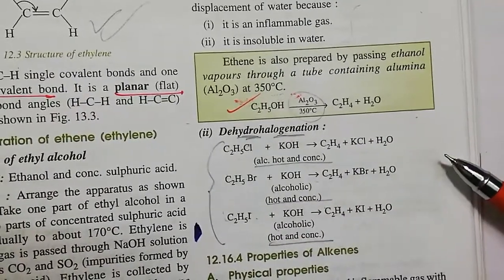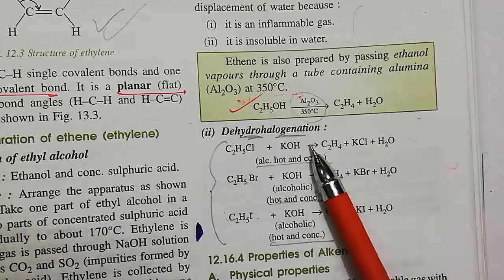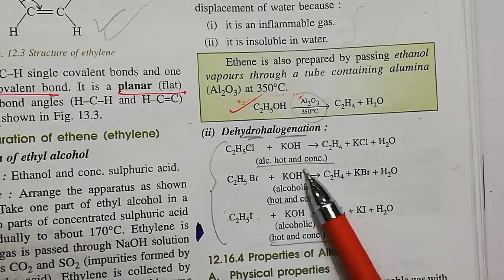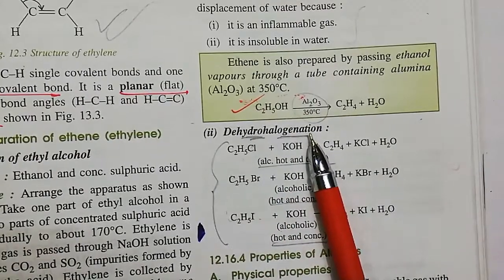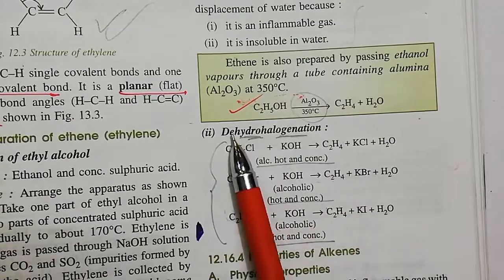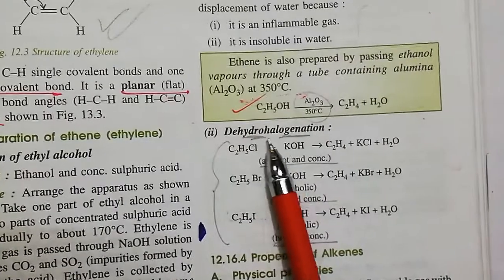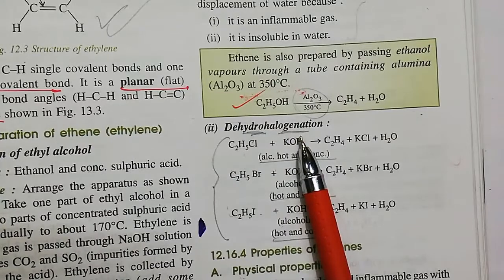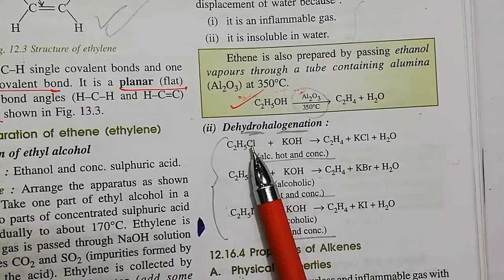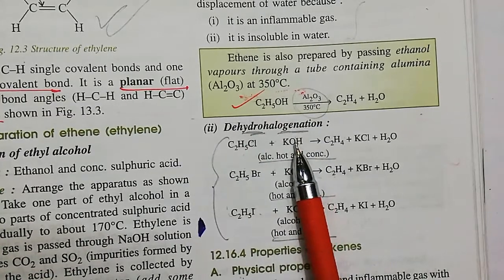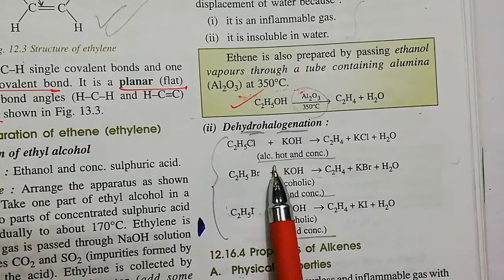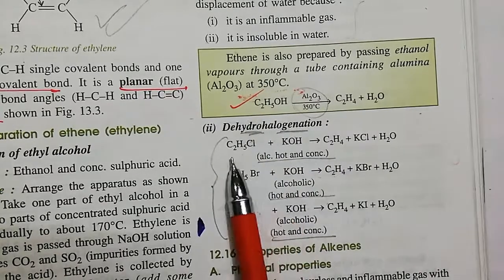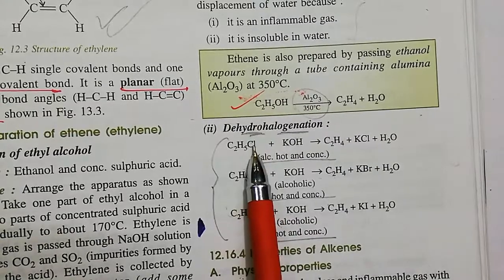Whenever they are treated with KOH, potassium hydroxide in alcoholic solution, there will be dehydrohalogenation. What is dehydrohalogenation? Dehydrohalogenation means removal of hydrogen and halogen simultaneously. One hydrogen atom and one halogen atom are removed in the presence of alcoholic KOH, not aqueous KOH. The reaction is in alcohol medium, and one H and one Cl are removed.